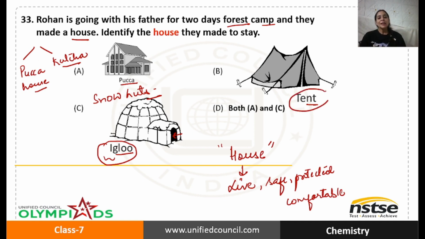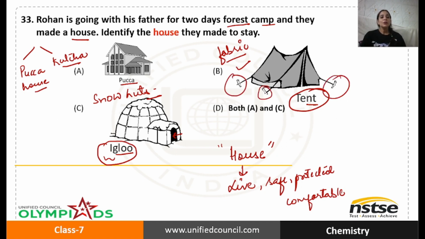Tent is basically made up of very light fabric. It is waterproof and it saves the person from wind or the rain, etc. So it is basically a temporary house, and it is a portable house. You can carry it anywhere. And by making use of ropes, you can just attach it anywhere you wish to.